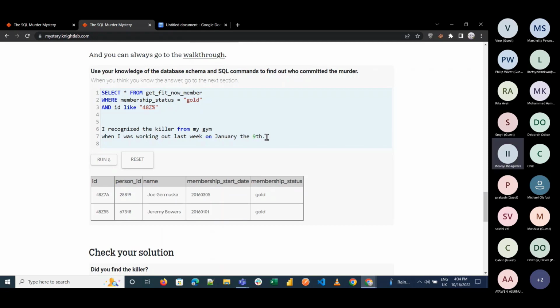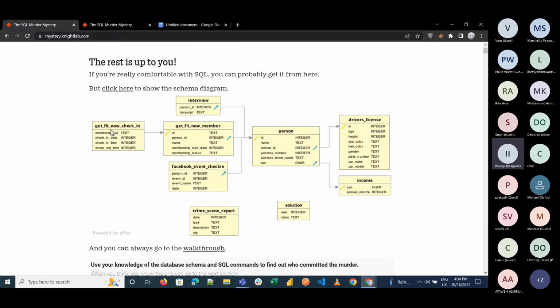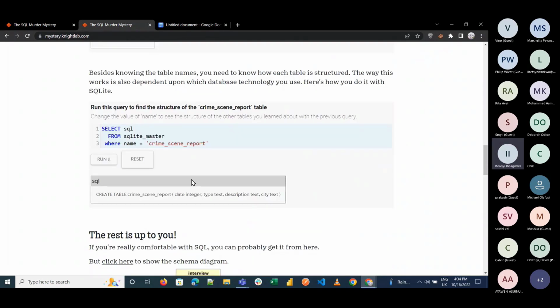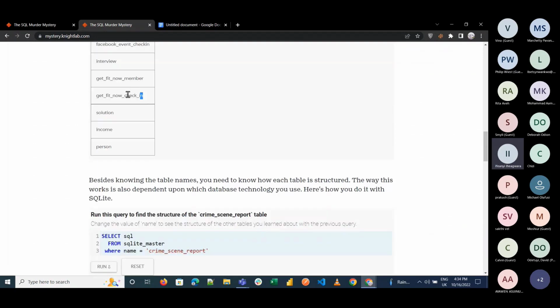So for us to find out the date she was working out, we have to check out another table. We need a table that records, maybe your daily check-in. Whenever you come to the gym, maybe you register your name, or they use your card to check into the gym. Okay, so we have a table called the Get Fit Now check-in. So we need to explore that particular table. I'll show you how to do this. There's another way we could also have gotten this without doing it one by one.